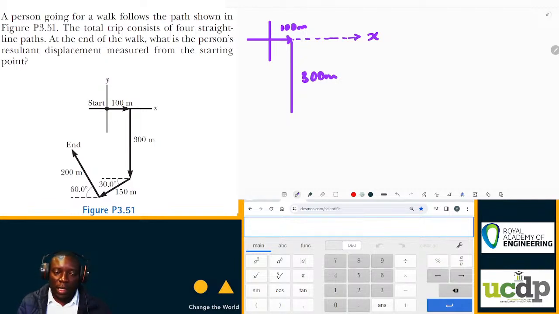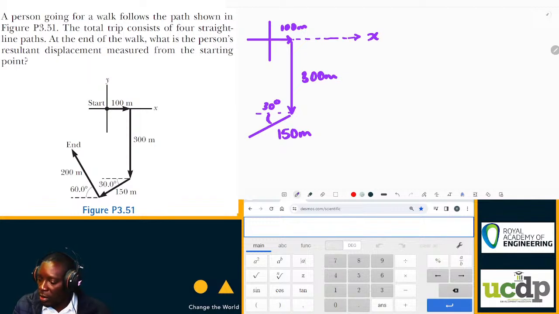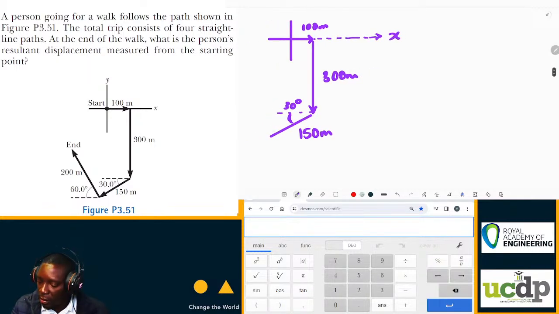Then makes a 30-degree turn southwest, I would say, for a distance of 150 meters. So 150 meters with a 30-degree angle there. Then a 60-degree turn to the end. Like that for 200 meters.